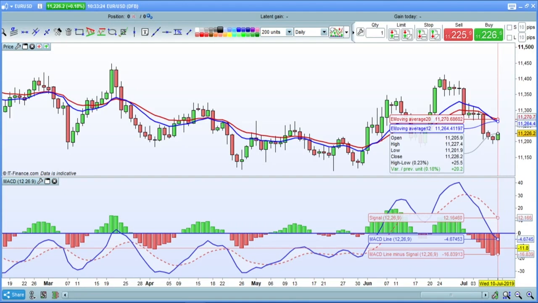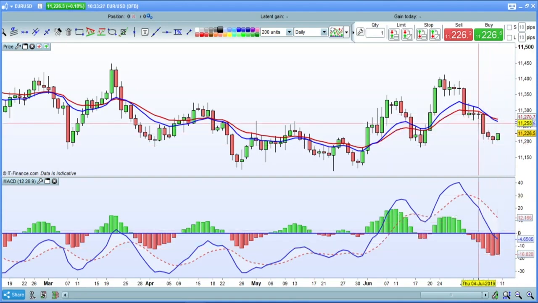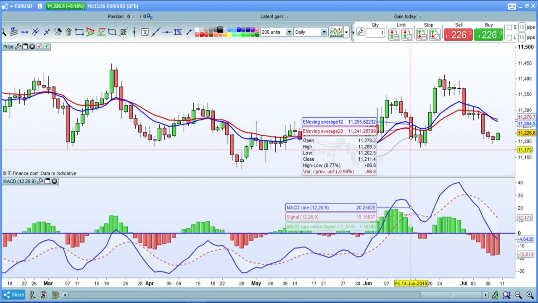As you can see here, the euro dollar is just starting to gather some strength today because the histograms are quite wide, quite long. And when they get long, the price tends to revert back to the mean or has a retracement.